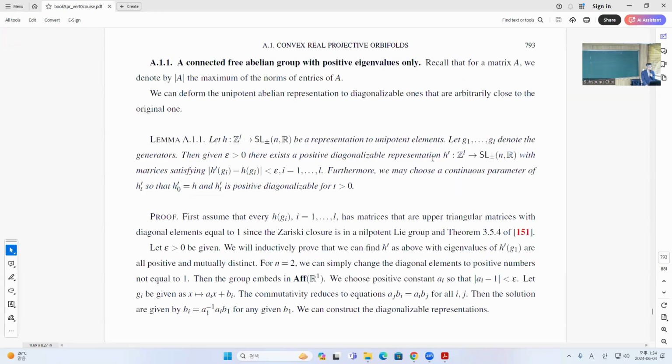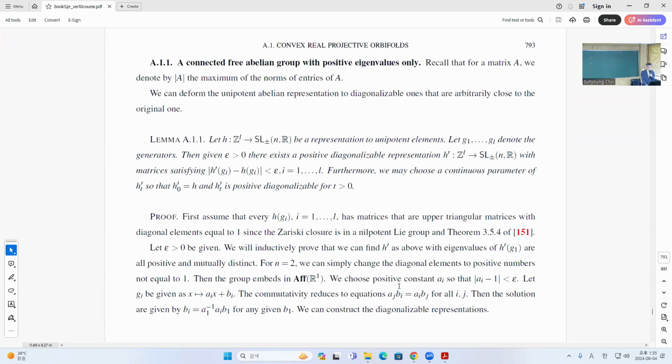But anyway, the first lemma is: suppose you have some representation with the unipotent elements, and these are generators. Then actually you can find the positive diagonal representation approximating these under any epsilon. So we can actually find the continuous parameter so that this is positive diagonalizable.